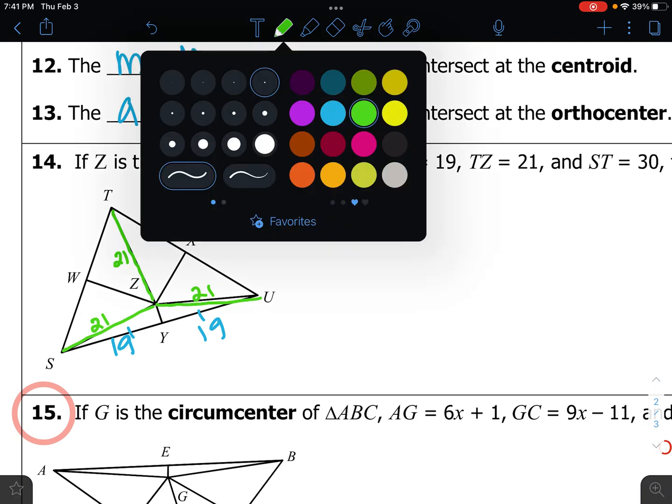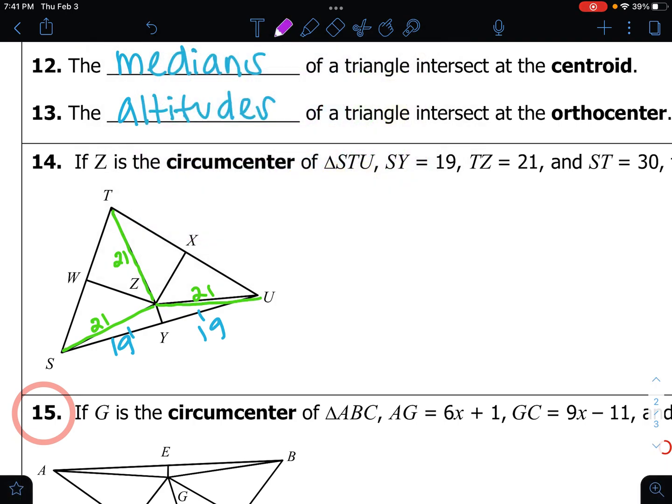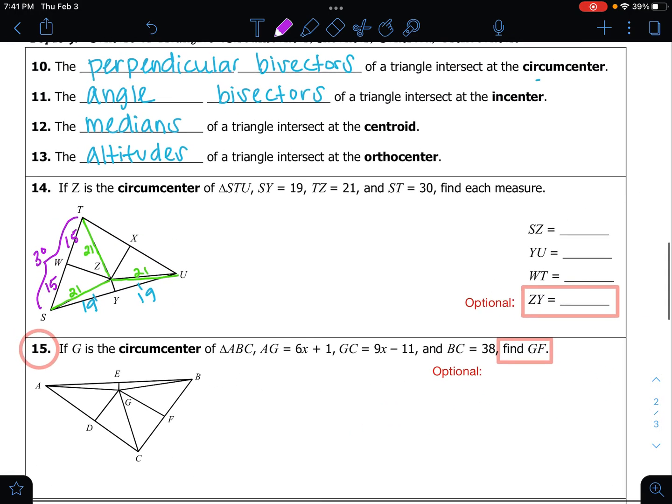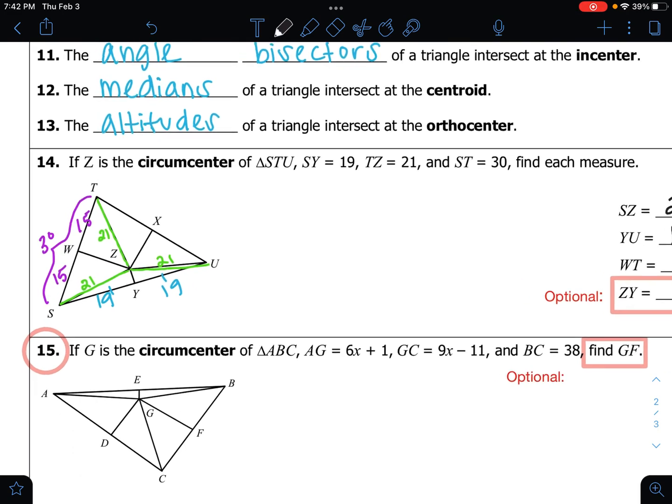And then ST is 30. Where's ST? Okay, so this whole thing is 30. That means this is 15. And this is 15, right? Because the whole thing is 30. Is that it? Find each measure. All right, cool. Did we do enough? SZ. Yeah, it's 21. Already wrote that down on the picture. UY or YU. Okay, right there. It's 19. It's blue. WT is 15. And ZY is right here.